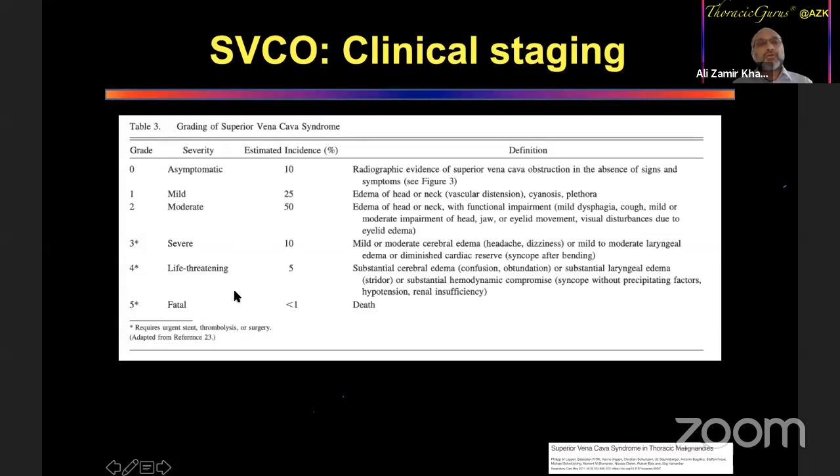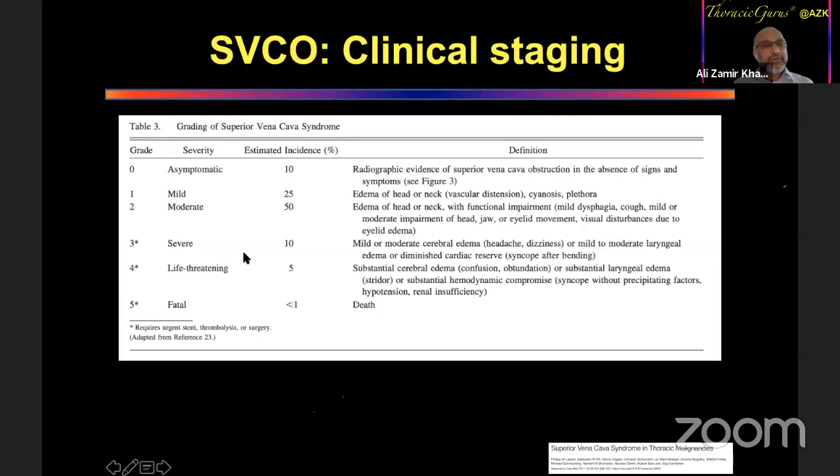But the moment you get into this zone, SVC obstruction level 4 and 5, that is when you have to acutely go in there and put in a stent so that you can reduce the back pressure. You do not go for diagnosis first. You go for sorting out the SVC first, because the patient doesn't give you enough time to do a biopsy and get a histology of what is causing the problem.